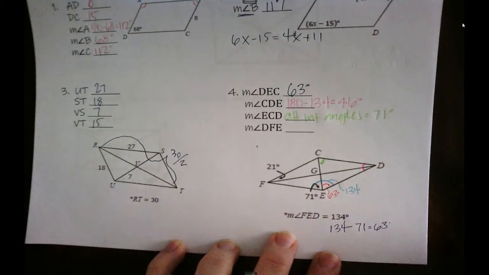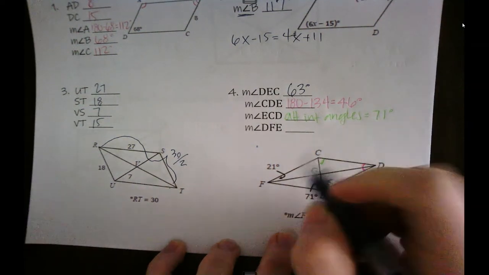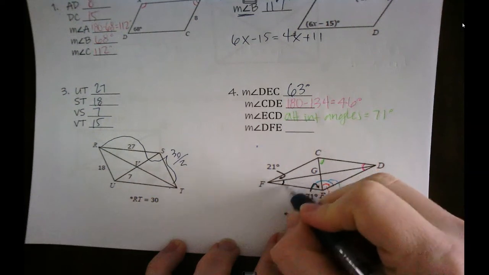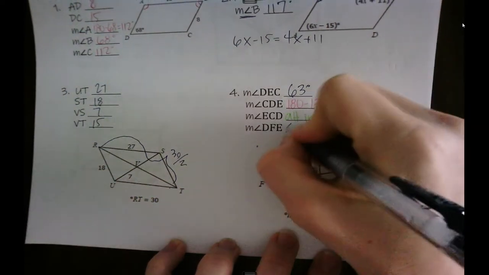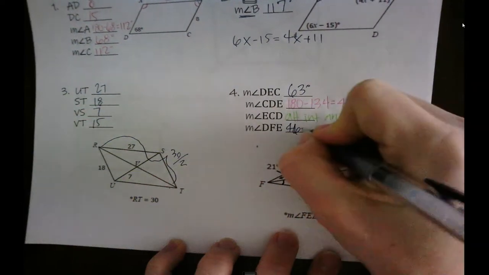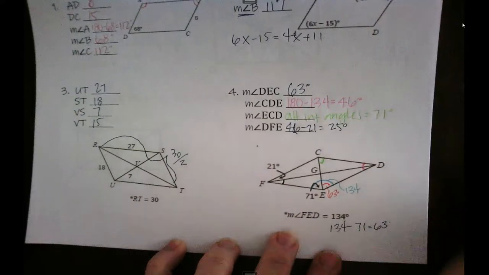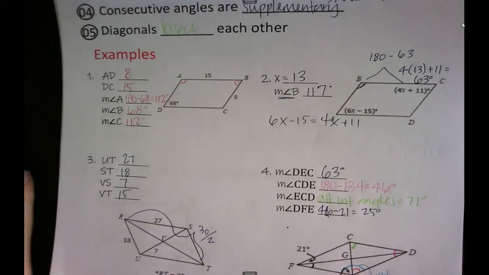Okay, and finally, we want to know, where is it? D, F, E. So this angle right here, and we know that this total angle has to be the same as this one, which we found as 46. So 46 is the total, subtract out that 21, that other piece is 25 degrees. All right, let me know if you have any questions on our parallelogram.